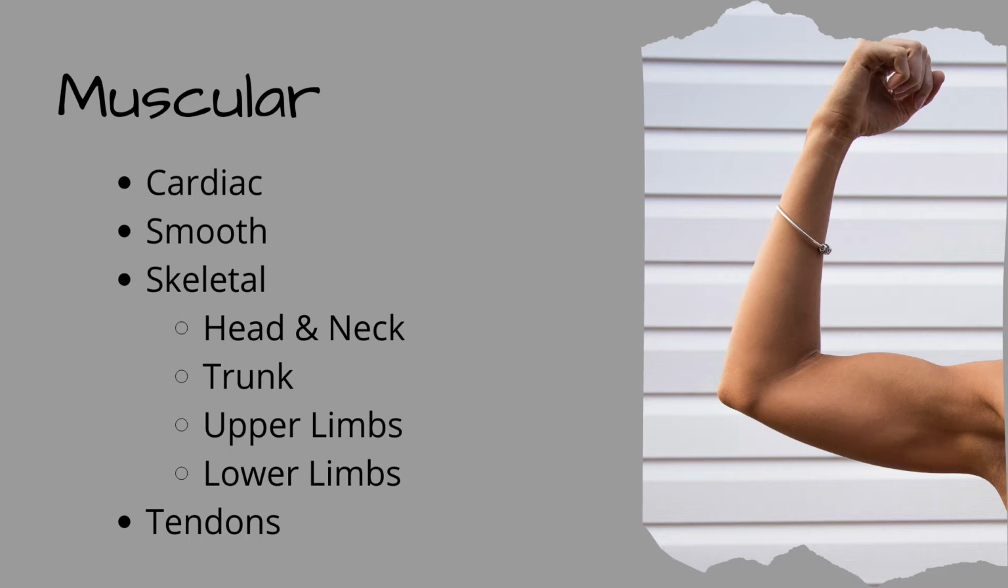Our trunk muscles, which would include the back, our abdominal muscles, and our pelvic area. Upper limbs, like our shoulders, arms, forearms, and hand. Lower limbs, including our hip, thigh, leg, and our feet. That's a lot of things connecting a lot of movement. It also includes our tendons, and we'll talk a little bit more about those in a minute.